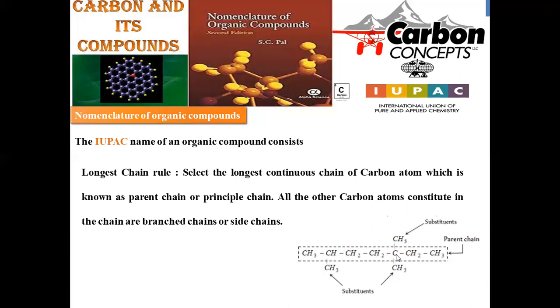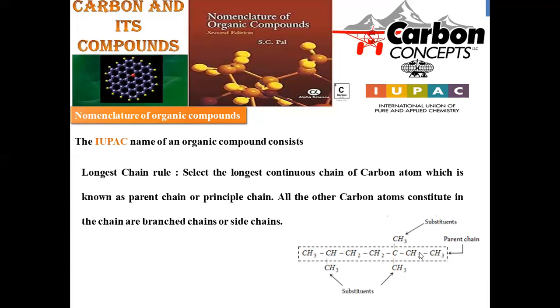1, 2, second position methyl is there, third, fourth, fifth. The fifth carbon has 2 methyls, 5,5-dimethyl, 6, 7. Parental chain length is 7 carbons. So here 2, 5, 5. How many methyl groups are there in total? 1, 2, 3. So it will become trimethyl. 2, 5, 5-trimethyl.